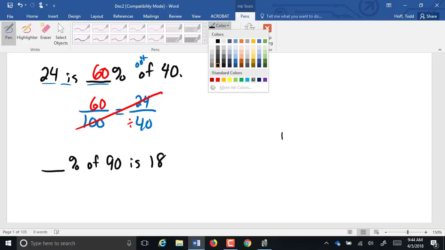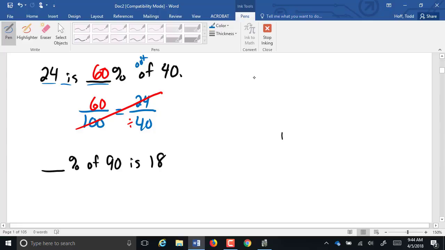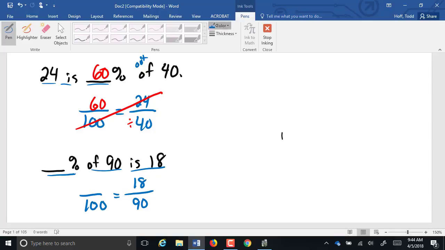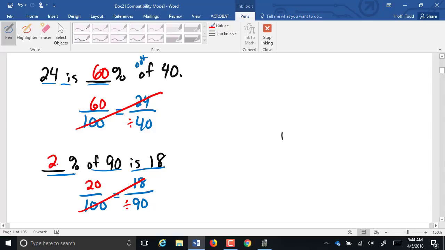So blank percent of 90 is 18. Well, again, we're missing the percent, so it's blank out of 100. Which number goes on bottom? 90. Of 90, think of this, out of 90 implies bottom. Blank percent is 18, implies the 18 goes with the missing percent. Cross multiply and divide. 100 times 18 divided by 90 is 20. 20% of 90 is 18. Any questions so far?